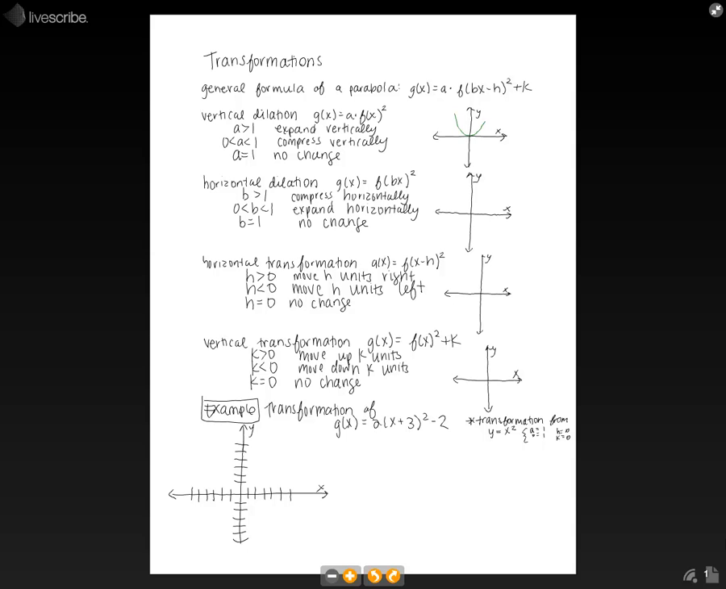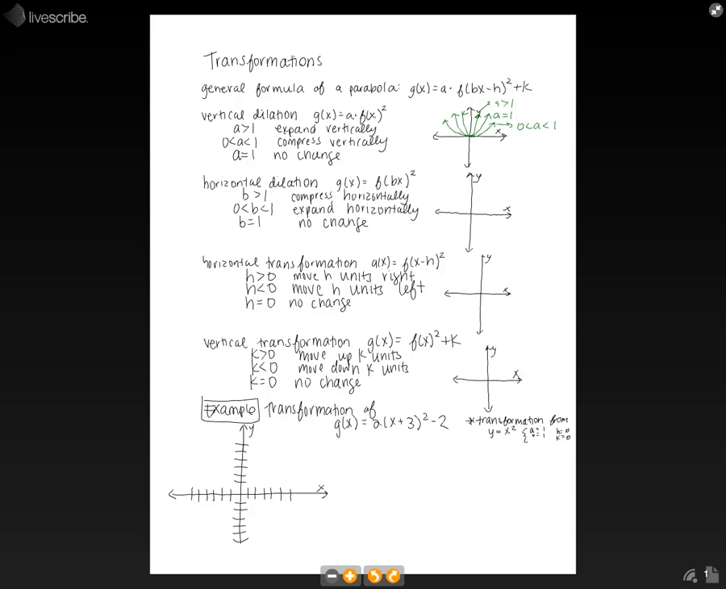So if this is our original parabola, we would know that a equals 1. So if a is greater than 1, we expand vertically, which looks like this. If a is less than 1 but greater than 0, we compress vertically, which looks like we kind of smushed it towards the x-axis, which will look like this.